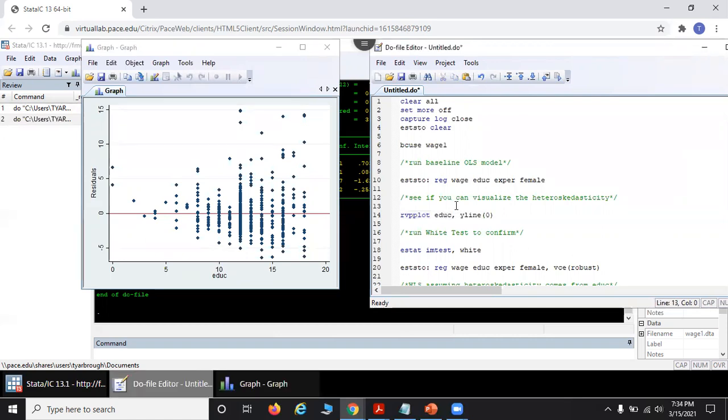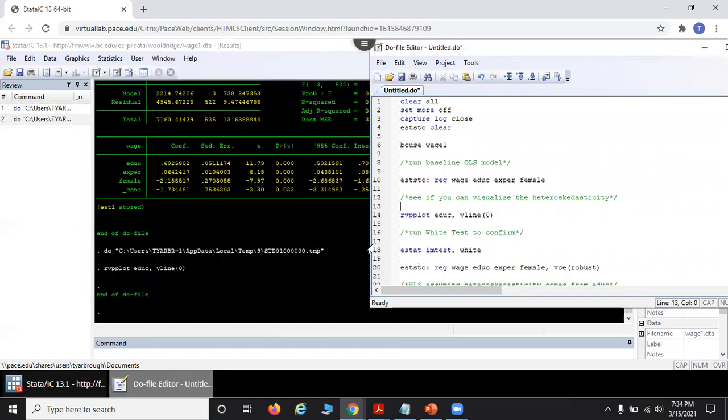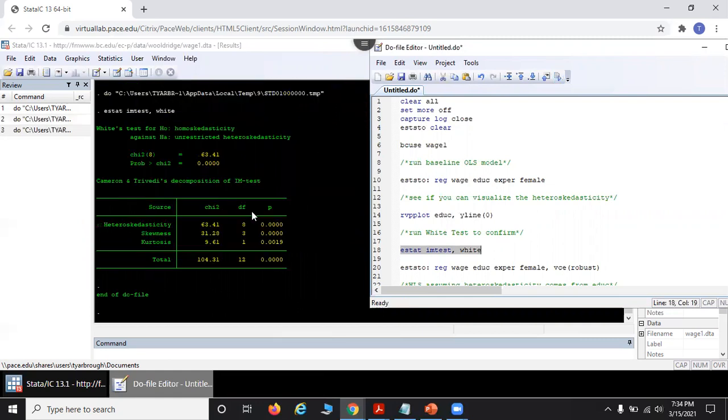In addition to this visual test, we can run a White test, which will test for heteroskedasticity in my model at all. This plot was specifically with respect to education, and there's some evidence here of heteroskedasticity with respect to education. We could check the other variables, or we could just run the White test. So we're going to run the White test here, and these are the results. The White test null hypothesis is that there is no heteroskedasticity, or rather that we have homoskedasticity.